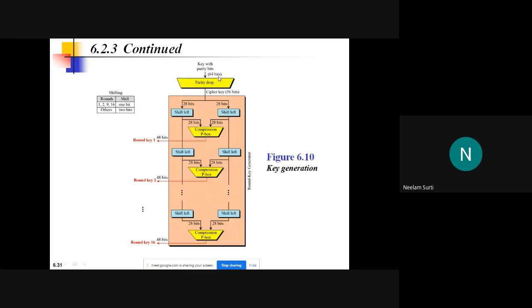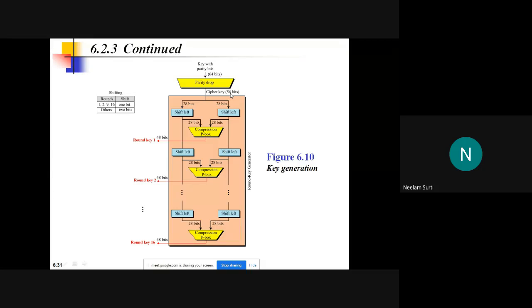So first of all, 64 bits are given to parity drop, which converts 64 into 56 bits. This is the reason why the key length of my DES cipher is 56 bits. Instead of 64 bits, it is always considered 56 bits, because the major core bits considered in the DES algorithm are 56 bits only. If a 64-bit input is given, the parity bits are dropped, and because of that it is converted into 56 bits.